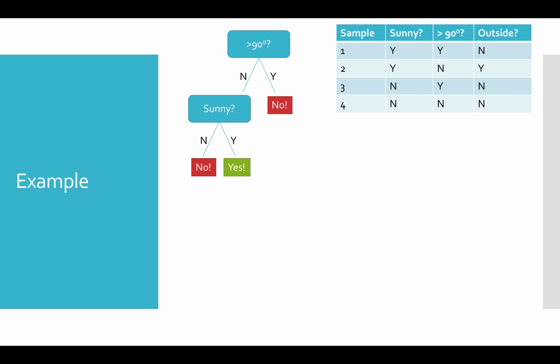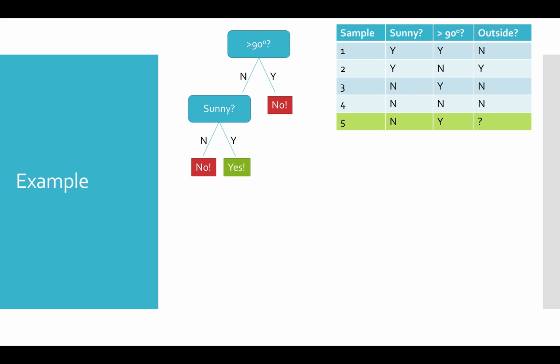This is what our final tree would look like if we started with 90 degrees instead of with sunny. Again, the sample information is not actually saved in the tree because we don't have that data at test time. We just have the tree, which has all the nodes and the branches and the leaves. And the leaves are final decisions. The point is we could take a new sample like this one, which has no for sunny and yes for 90 degrees, and run it through the tree and make a prediction.